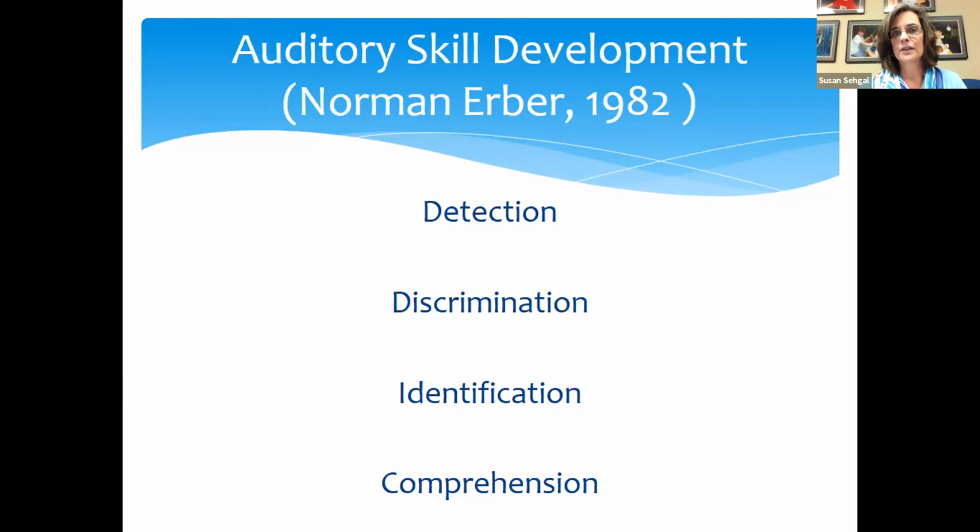So just to go back a little bit, while this is a hierarchy of skills starting from detection to comprehension, sometimes as we're working with a child, we may be working on identification and have to move back down to discrimination, or vice versa. We're working on comprehension and the child is struggling with the task. We may have to move that down to identification.